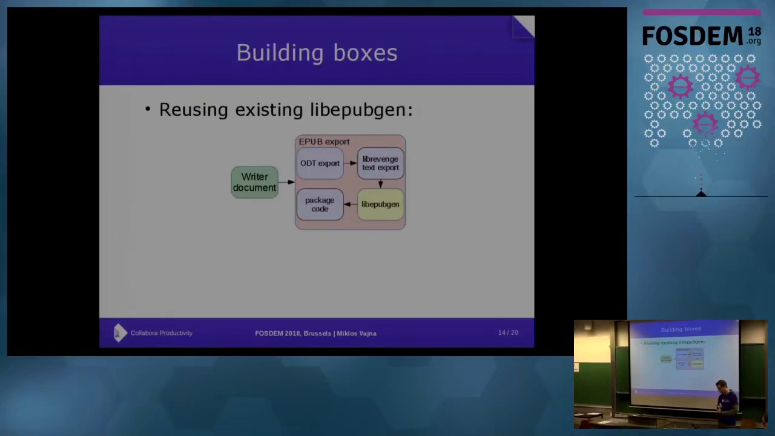I explained libepubgen. The LibreOffice text export, that was the main part of the work, to be able to use LibreOffice-based export filters inside LibreOffice. But because the EPUB generator was the first one, this building block was necessary. For the next LibreOffice-based export filter, it will be much easier.